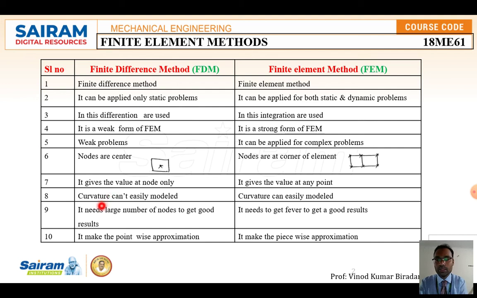Okay, it needs a large number of nodes to get a good result. But since the nodes are present in the middle, we are not going to get the accurate result, but here we are going to get a good result as compared to the other method. It makes the pointwise approximation and it makes the piecewise approximation. So these are the differences between the finite difference method and the finite element method.